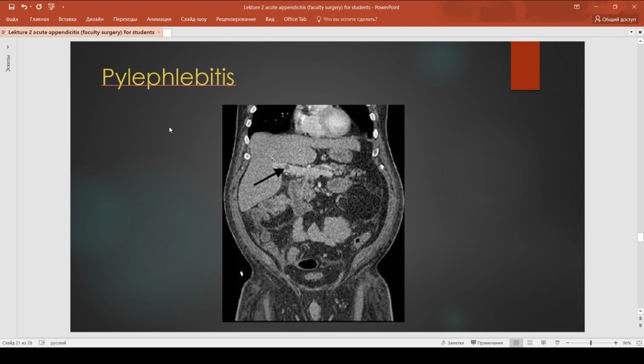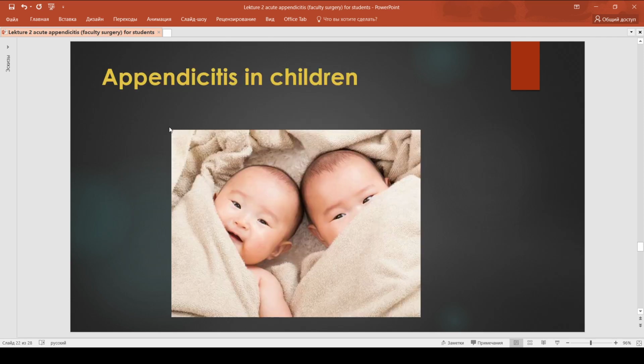Clinical features are fever and abdominal pain, most often in the right upper quadrant. We can use CT for diagnosis. We must send blood for culture because we can have bacteremia. We can treat it with broad-spectrum antibiotics, but this is a severe complication.